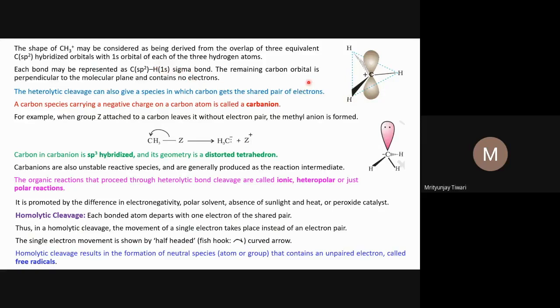The remaining carbon orbital is perpendicular to the molecular plane and contains no electron. This orbital stays perpendicular to the plane of this molecule. Suppose another carbon atom is here, with a hydrogen atom above in this direction. There can be an overlap between this sigma bond and this orbital, which we have explained earlier, that is hyperconjugation. So suppose this was a CH3 group.